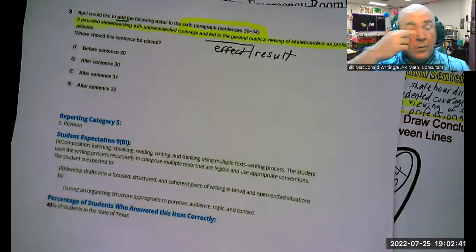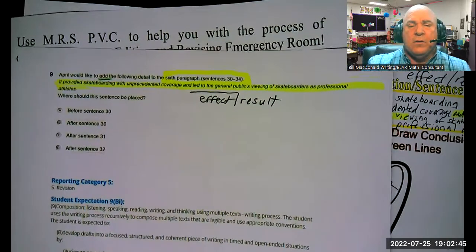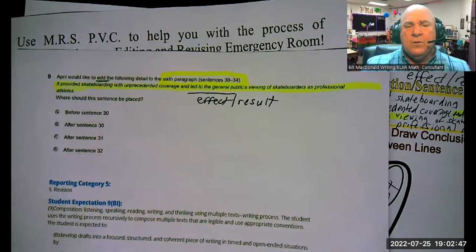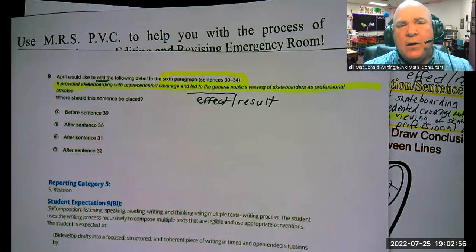So let me share my document camera. This was from the 10th grade test from this past spring. Just as a reminder, no, they have not released the test and won't do so probably until mid to late August based on what they normally do.